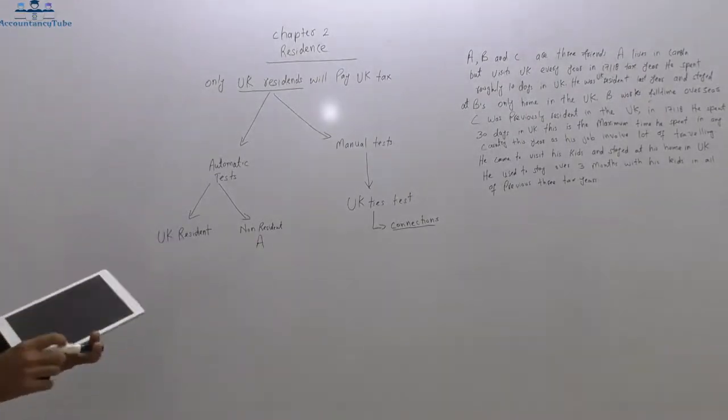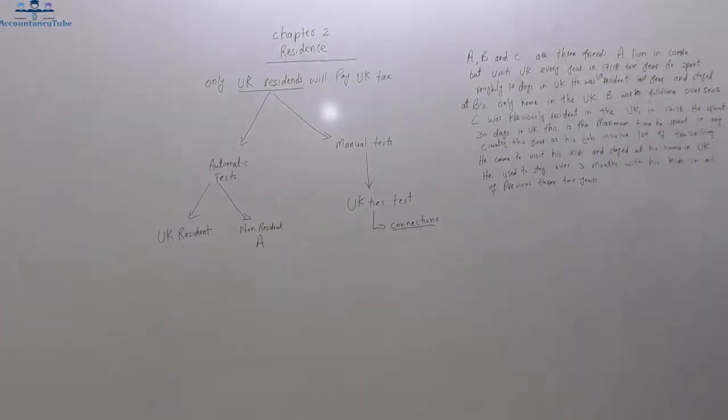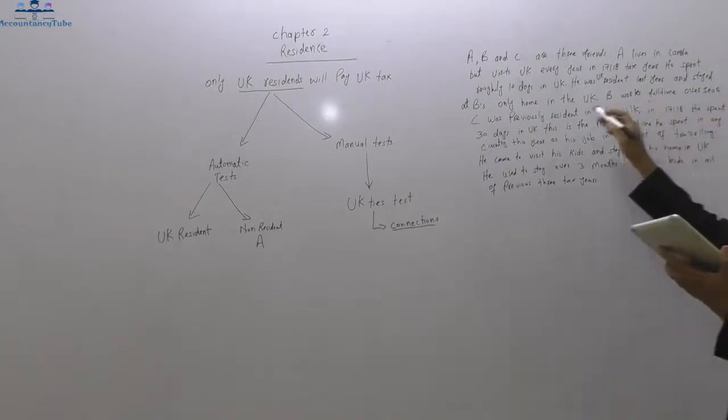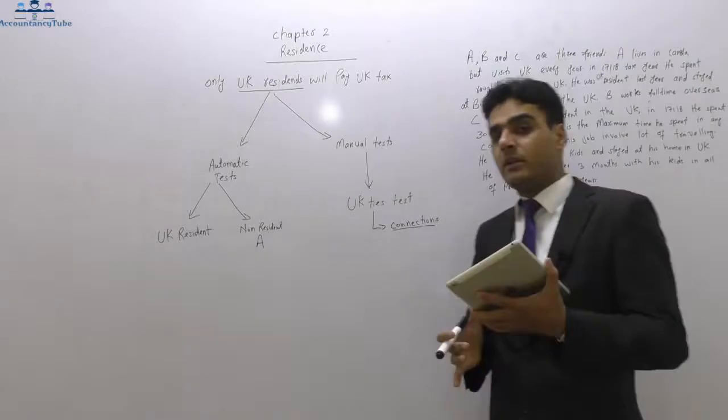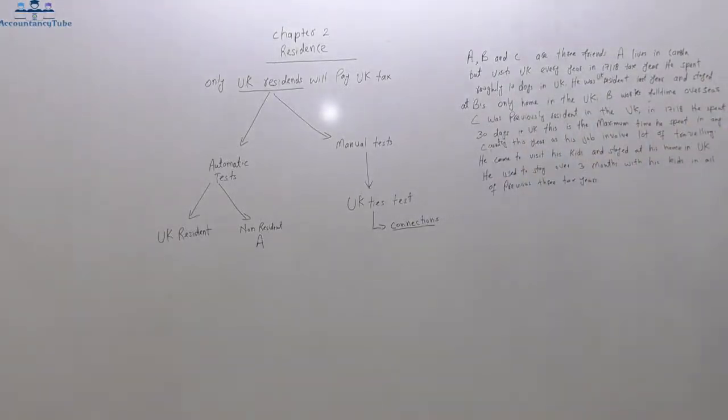Then look at the information about B. So basically B works full-time overseas, but his only home is in the UK. Now let's look at the lecture notes and see if he is UK resident or not. A person who works full-time overseas, subject to them not being in the UK for more than 90 days during a tax year. B works full-time overseas, but we are not given information on how many days he spent in the UK. So we need to look at the other automatic test, which is the automatic resident test.